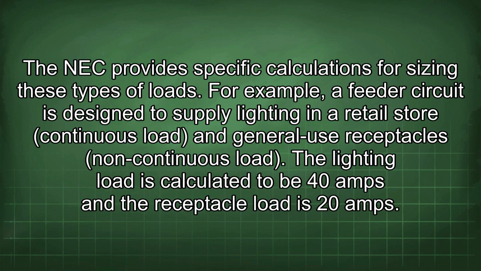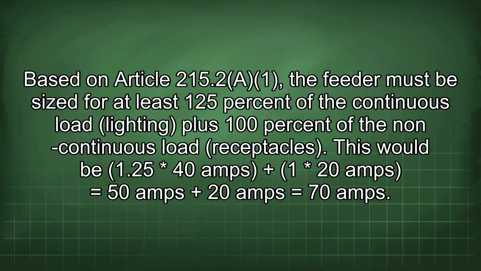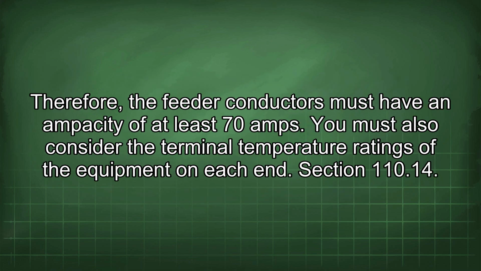For example, a feeder circuit is designed to supply lighting in a retail store (continuous load) and general use receptacles (non-continuous load). The lighting load is calculated to be 40 amps and the receptacle load is 20 amps. Based on Article 215.2(a), the feeder must be sized for at least 125% of the continuous load (lighting) plus 100% of the non-continuous load (receptacles). This would be 1.25 * 40 amps plus 1 * 20 amps equals 50 amps plus 20 amps equals 70 amps. Therefore, the feeder conductors must have an ampacity of at least 70 amps.